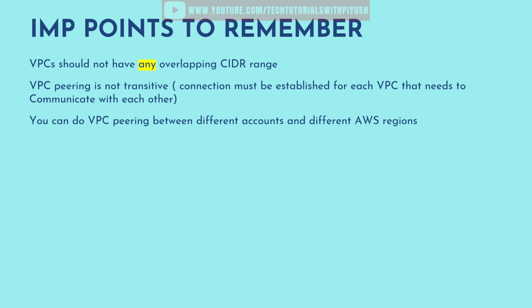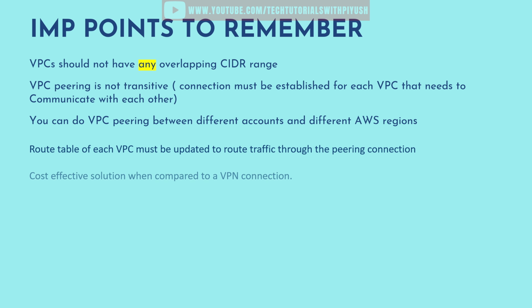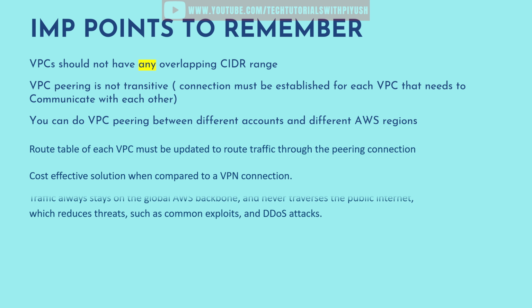You can do VPC peering between different accounts and different AWS regions as well. And as part of the connection setup, you should also update the route table of each VPC through which traffic will be routed. This is a cost-effective solution when compared to a VPN connection. Traffic always stays on the global AWS backbone and never traverses the public internet, which reduces threats such as common exploits and DDoS attacks.